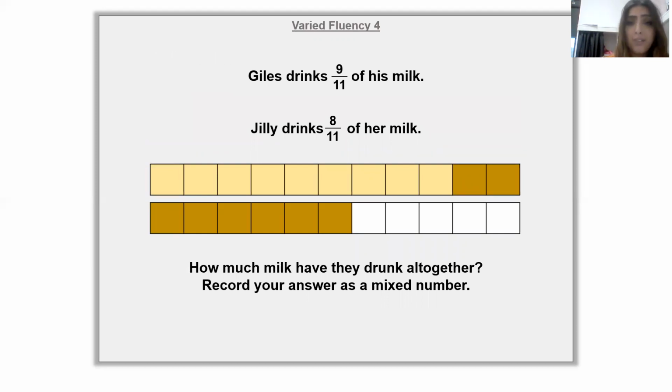Giles drinks 9/11 of his milk and Ginny drinks 8/11 of her milk. So how much milk have they drunk altogether? I want you to write down the answer and let's see if you can do this. I know you can, because the denominators are the same and it's very simple. If you're really stuck, use that chart, the squares. That's correct. They have drunk 1 whole and 6/11, because if you can see on the top, they're all colored in. And there are only how many left over? 1, 2, 3, 4, 5, and 6. So 6/11.